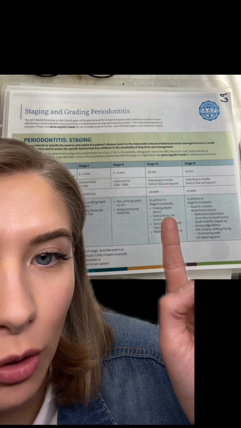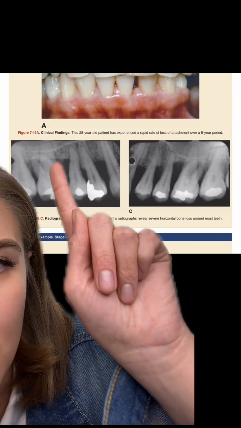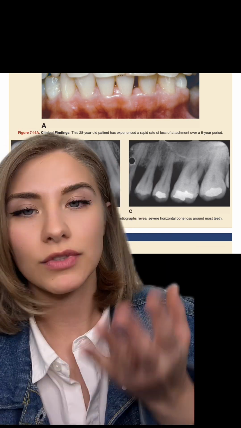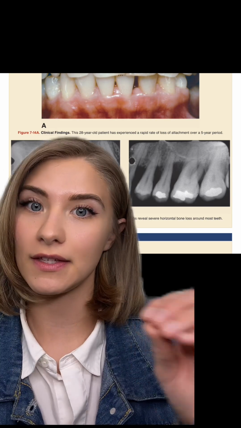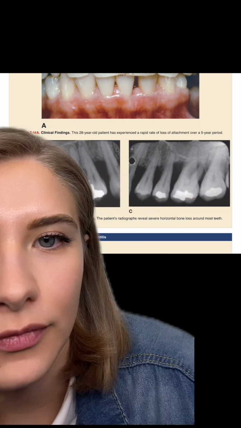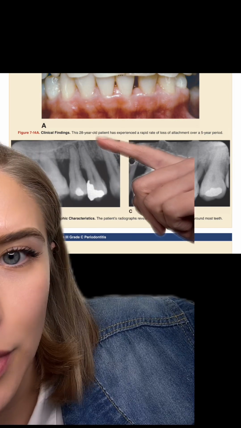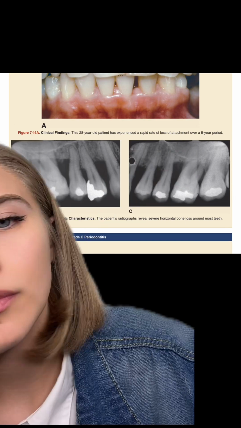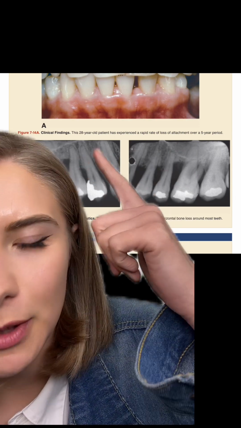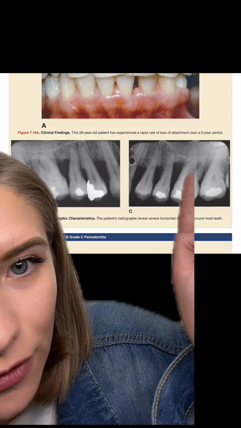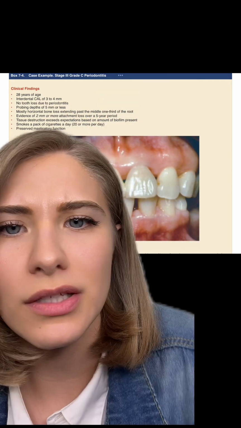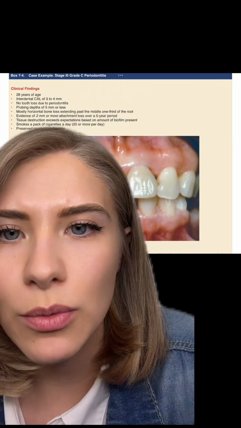This says vertical bone loss. However, this is horizontal. So it's just the factors in each stage. Like if they have more of this than this and this, they have this. Because this is extending beyond the middle third of the root. The probe depth is about 6 millimeters or more. They're starting to get furcation involvement right there, but they don't have any tooth loss.